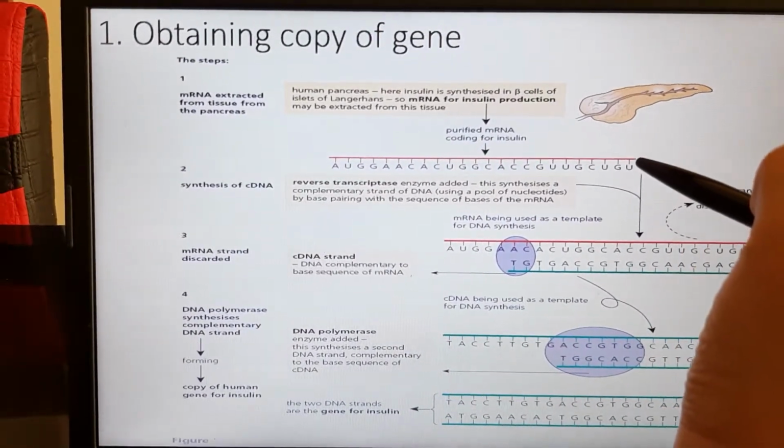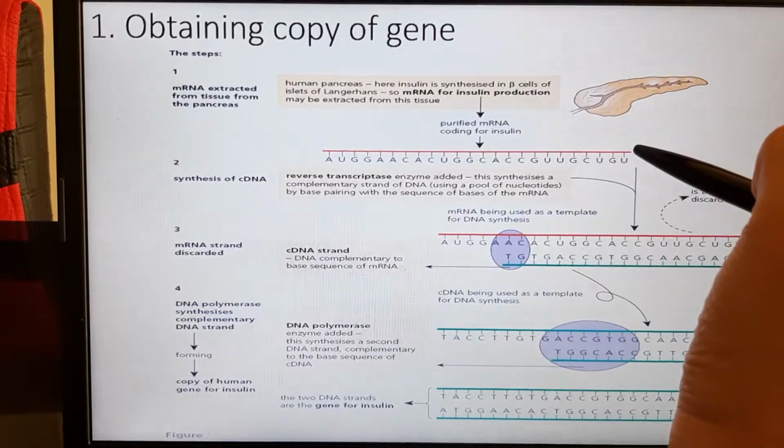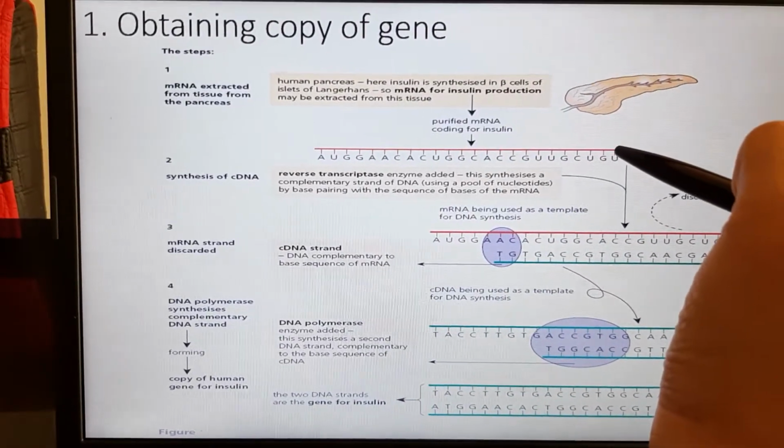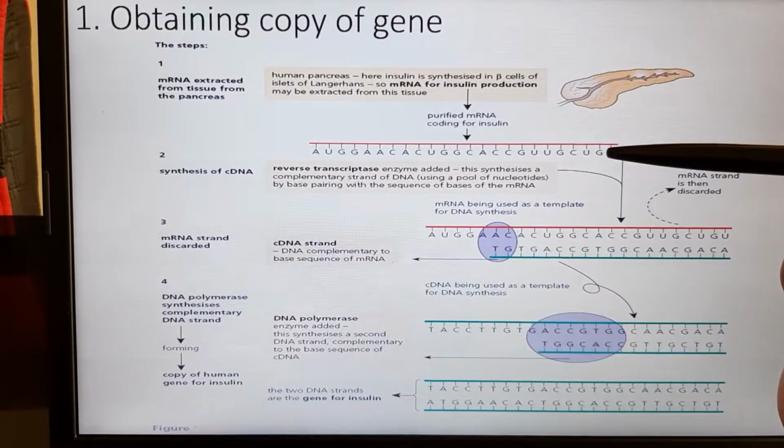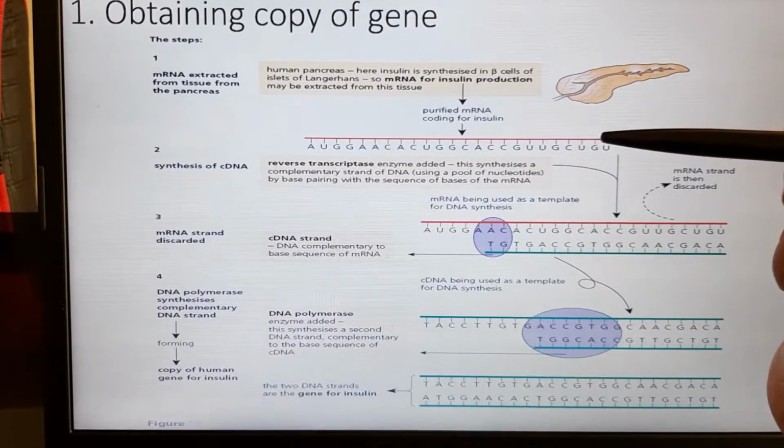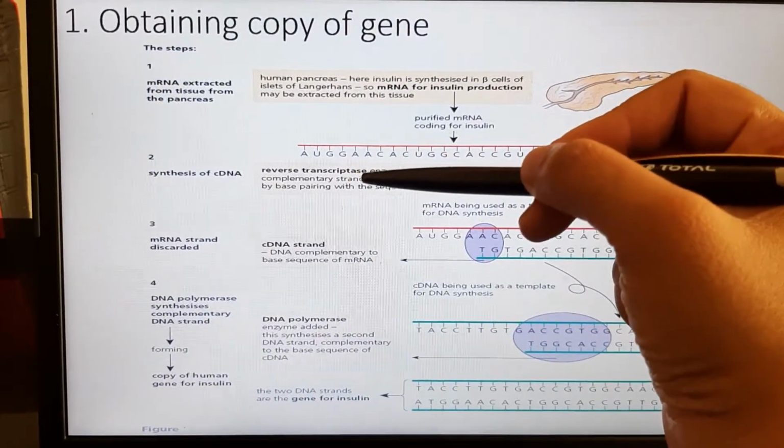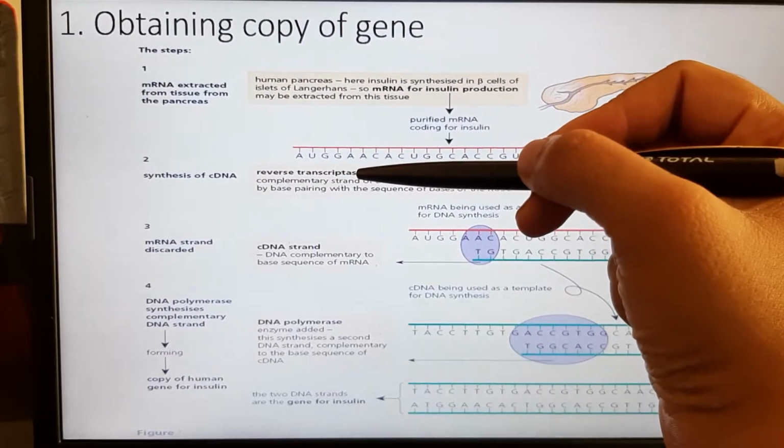Now, because this is an mRNA, we have to convert it into a DNA. We have to insert a DNA into the bacteria. So when we're converting it into a DNA, we use the help of an enzyme called reverse transcriptase. You have already learned the use of this.